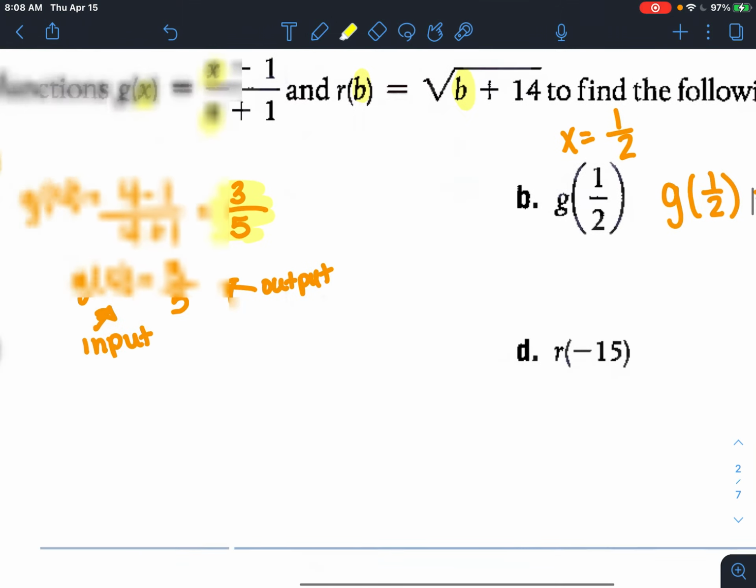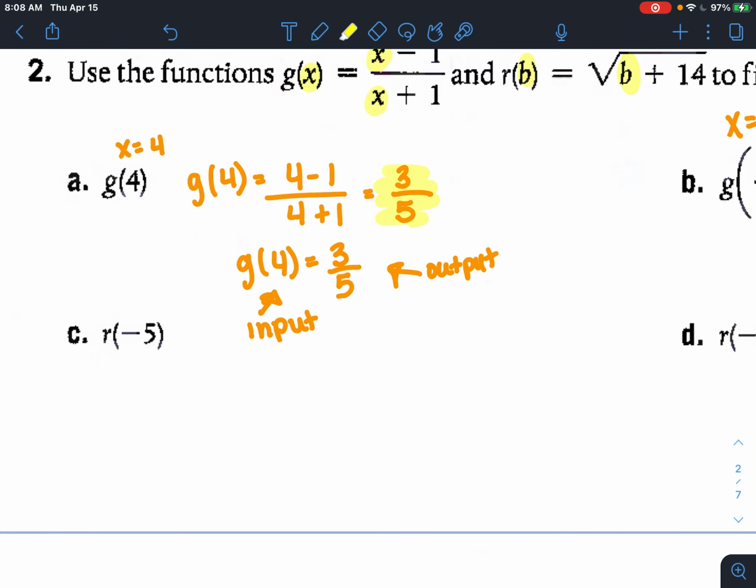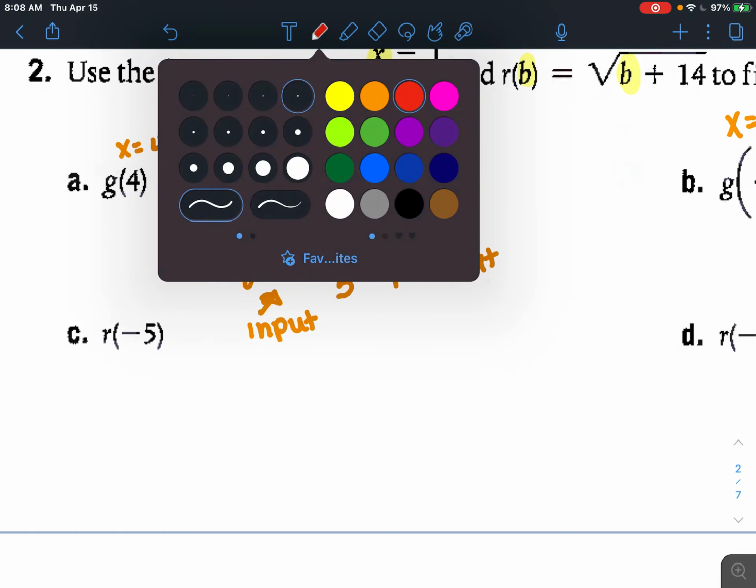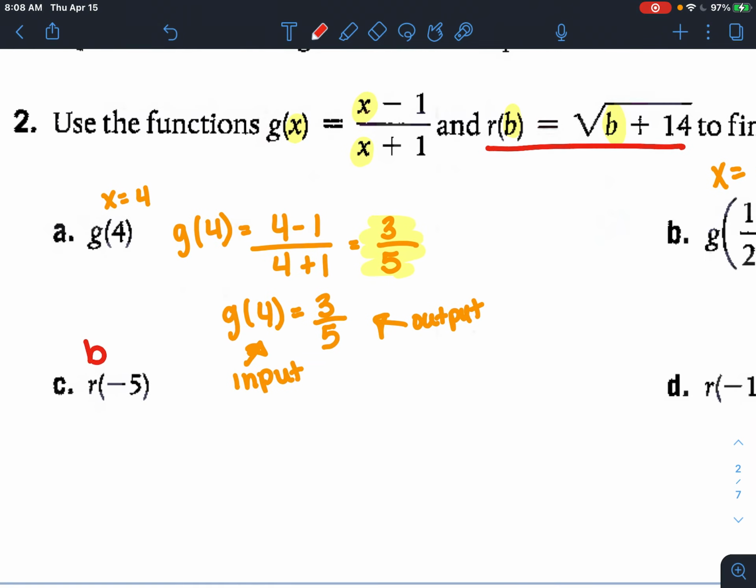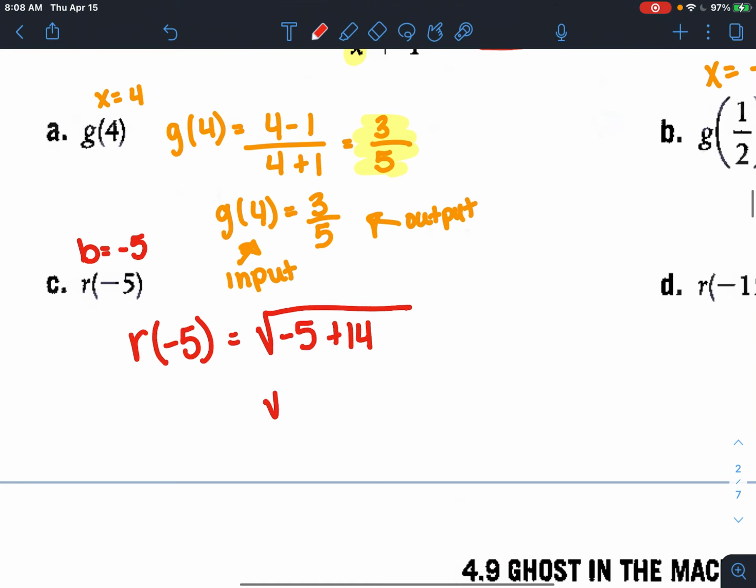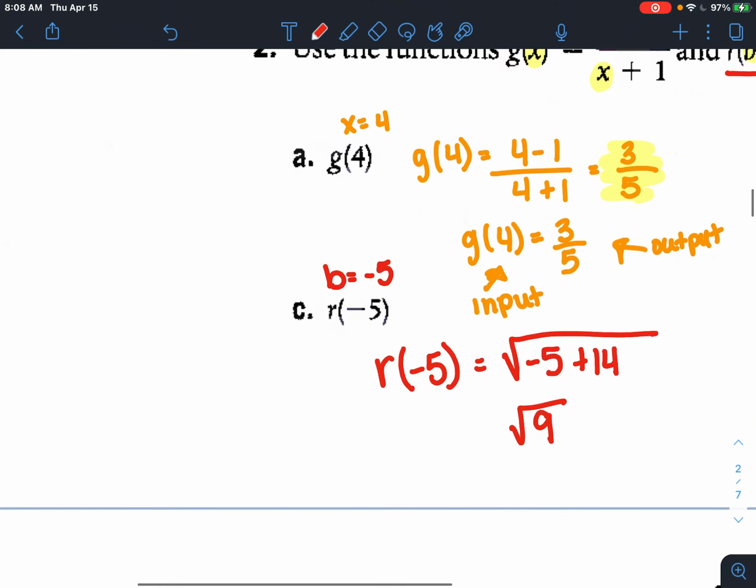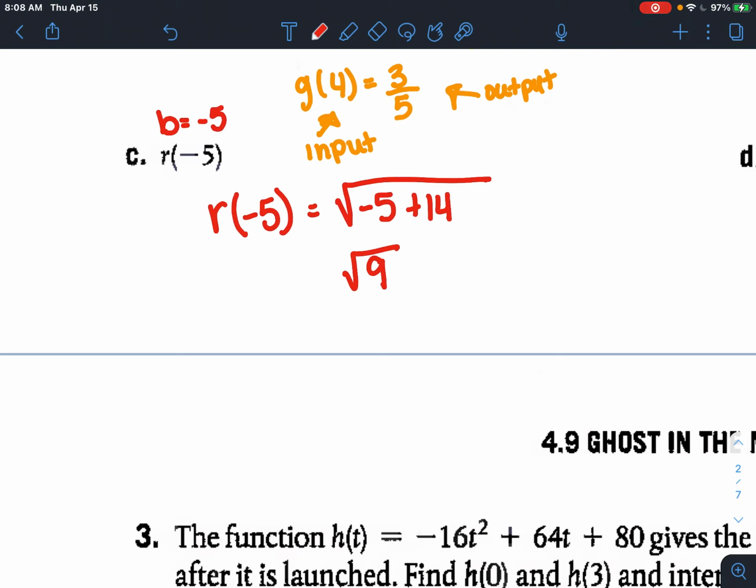All right, next one. What happens for r of negative 5? So we're looking at function r right here, and this time b equals negative 5 because b is our variable. So r of negative 5, I'm going to plug in negative 5 for b. Square root of 9, which leaves me with r of negative 5 could equal plus or minus 3.